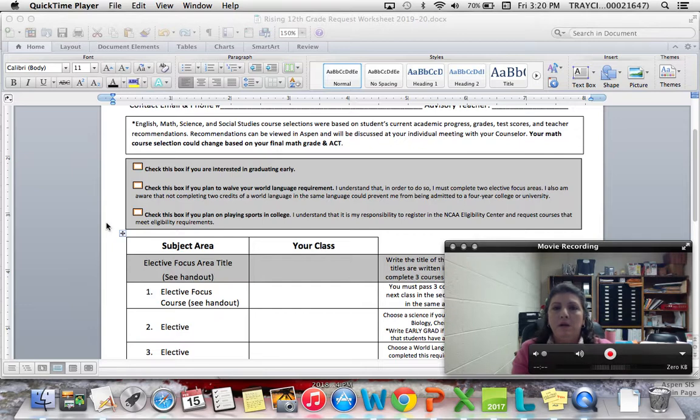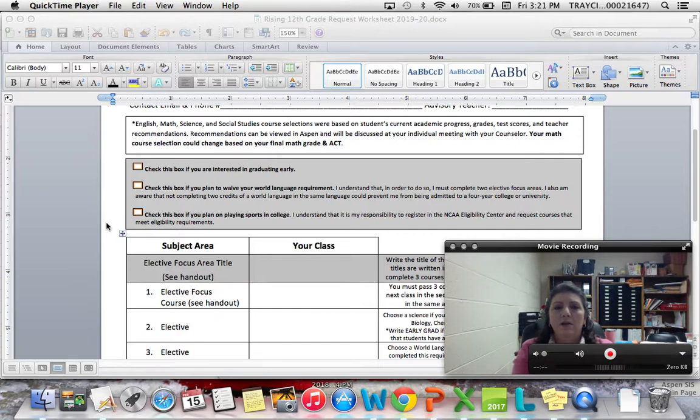The next box talks about waiving your world language requirement. 2 foreign languages is not required for everyone to graduate. You can graduate without 2 foreign languages if you do not plan on going to a 4-year college or university. But know that if you do not take the 2 foreign language requirements, you have to take an additional elective focus in its place. So if you're not going to take the world languages, check that box, and again, we'll talk about it further when we meet individually.